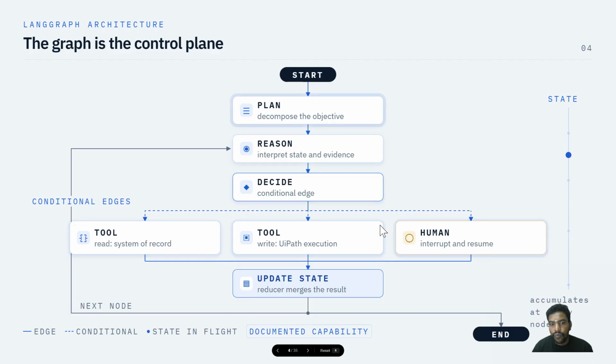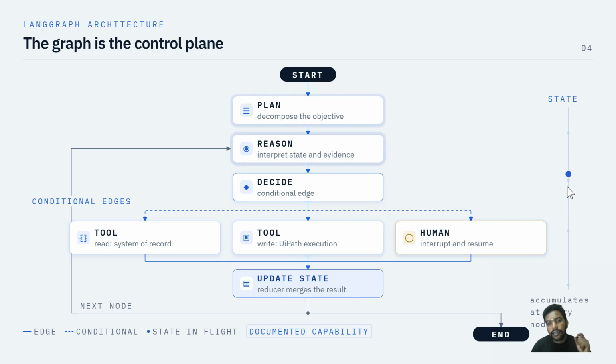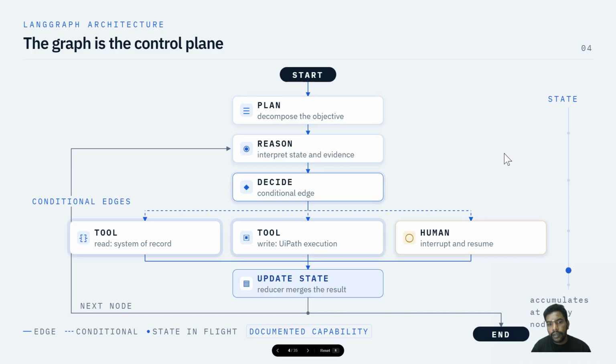Now, follow the rail on the right hand side. State accumulates as the run progresses. That means the next decision is made against the accumulated business context of the case, not against the last message in a conversation. And follow the edge along the bottom back into the reason node.